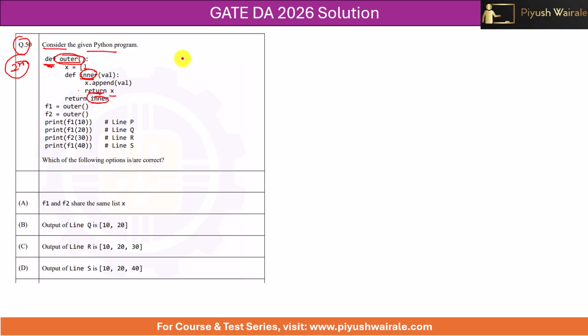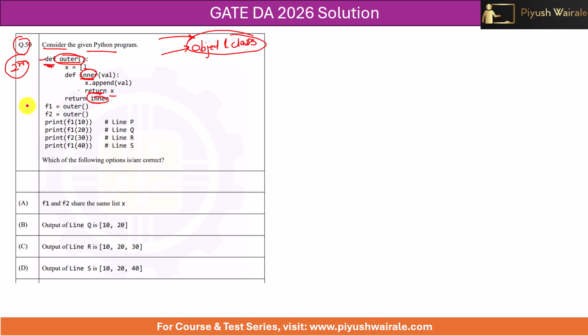See, if you understand the OOPS concept here, objects and classes, this question is not technically based on objects and classes, but if you understand the concept of objects and classes, then you can easily solve this particular question here. Okay, so you can see we have defined two functions like this.